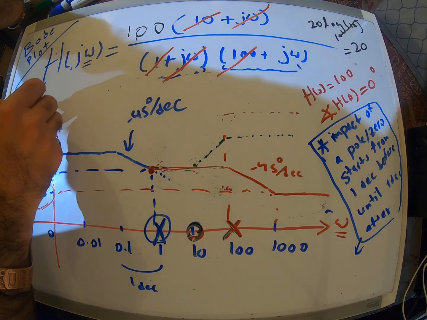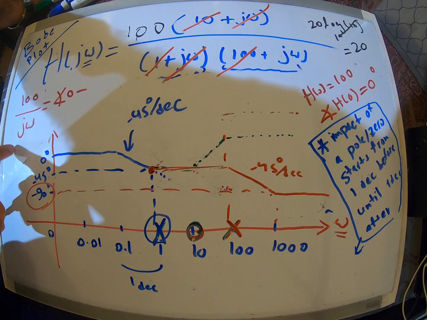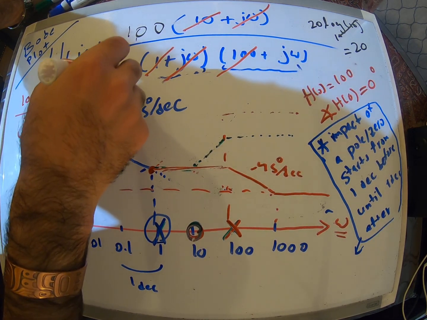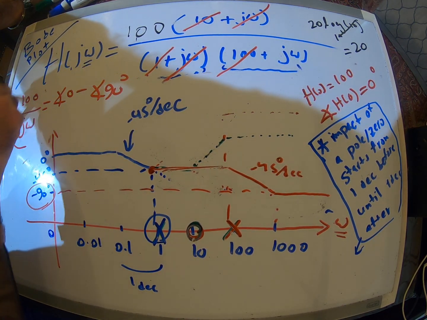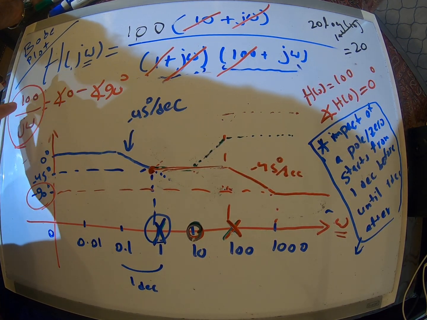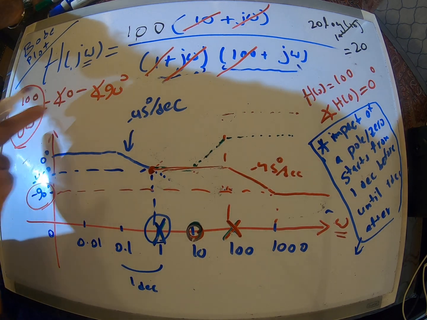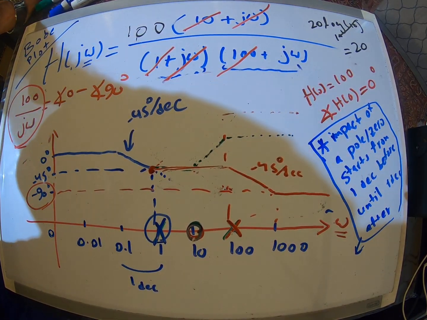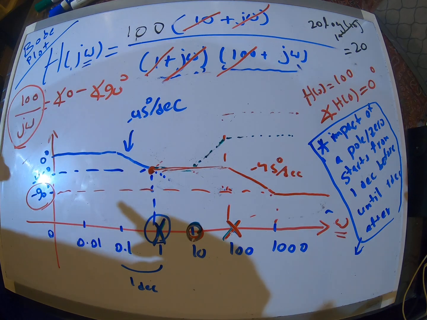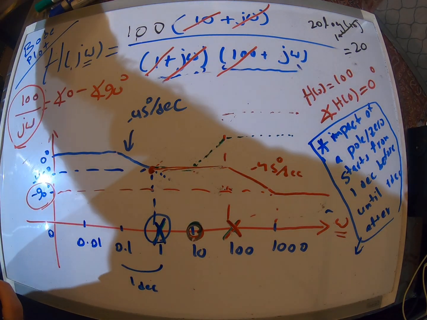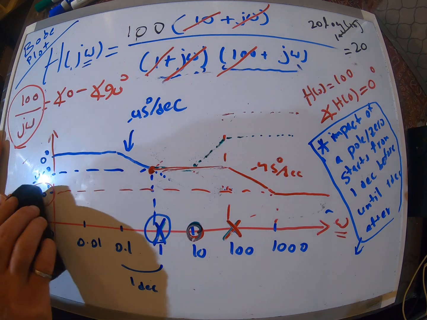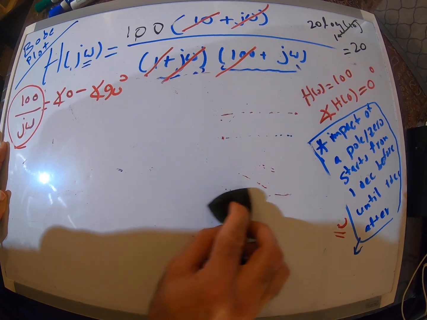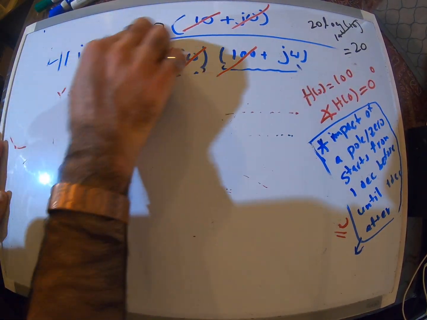What's the phase of 100? It's 0. What's the phase of j omega? It is 90, right? And the phase of the transfer function becomes the phase of the numerator minus the phase of the denominator. So that's just to verify that we did it correctly. Okay, so this is how you do Bode plot for both magnitude and phase. Now I want to do one more thing and then finish this series of videos.